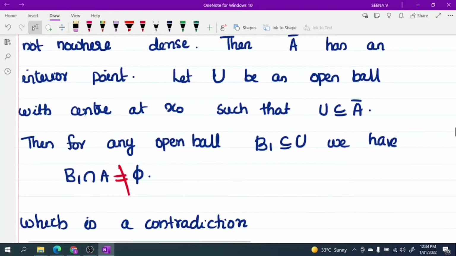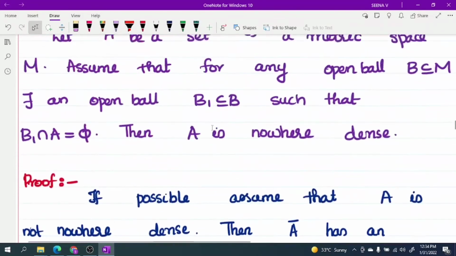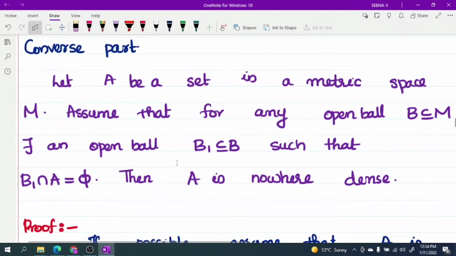For B1 contained in U, we have B1 intersection A is not equal to empty because U is completely contained in A closure. So for any open ball B contained in U, we have B1 intersection A is not equal to empty, because we have assumed that.